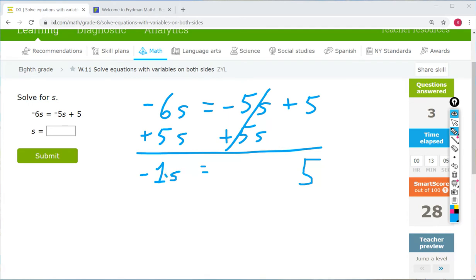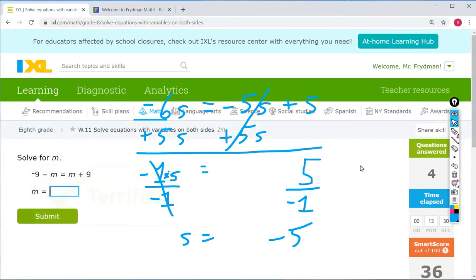Now this is like -1 times s, so we will divide both sides, which is the inverse of multiplication. Divide both sides by -1, we get s equals positive divided by negative is negative, and 5 divided by 1 is 5, so I get s equals -5. I'm not going to do the check. I'm just going to put in -5. All right.